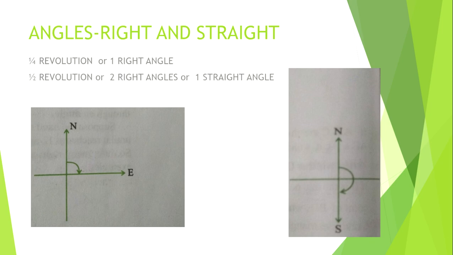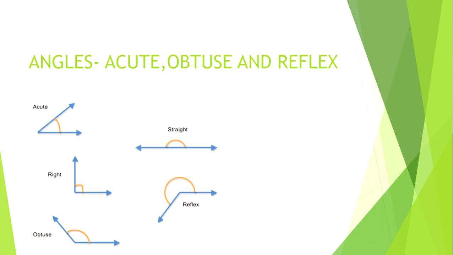Then half of the revolution is 180 degree, or we can say this is one straight angle or two right angles. In the same way, we can say 1/4 of the revolution is 90 degree or one right angle. There are some more angles as well. If the measure of any angle is less than 90 degree, that is known as acute angle. If the measure of any angle is more than 90 degree, that is obtuse angle. If the measure of any angle is more than 180 degree, that is reflex angle. So these are some different types of angles.